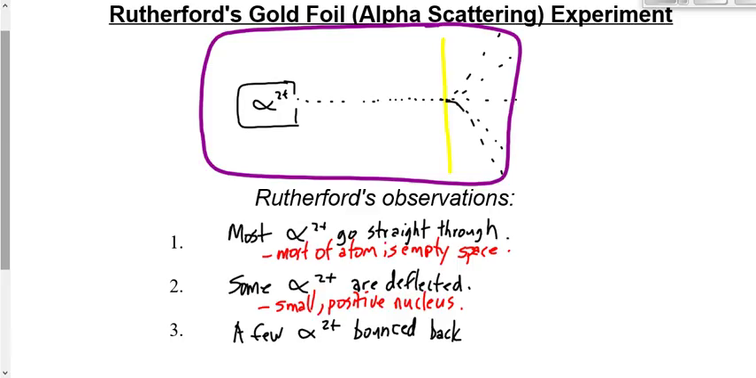A few of the people walking across the football field bounce back. A few of the alpha particles bounce back as well. What does that tell us? They came really close to something, or they hit something, and they bounced back. But we know something about what they hit.